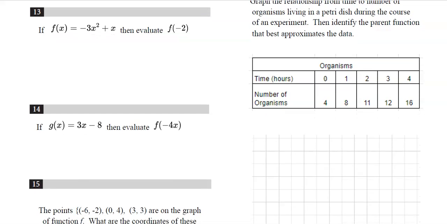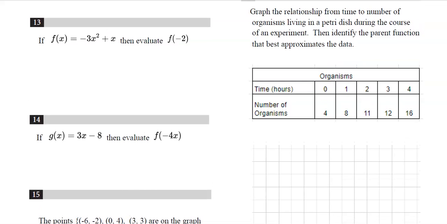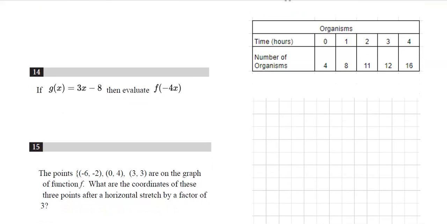Number 18, graph the relationship from time to the number of organisms. So "from" means that's the x, so time is the x. "To" is the y, that's where we're mapping to. The number of organisms. So time is x, organisms are y. Identify the parent function.